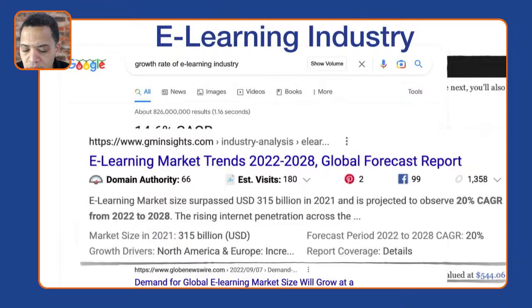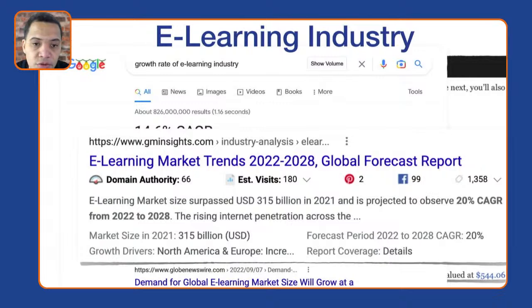Here's another article. E-learning market trends, 2022 to 2028. So this is now, guys. This isn't over the next 6 years. Between now and the next 6 years, they're saying, look at here, the compounded annual growth rate is going to be 20% over the next 6 years. Significant, guys. That is really significant, right?